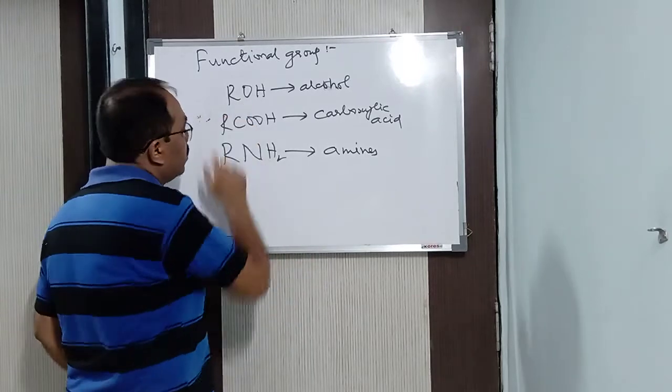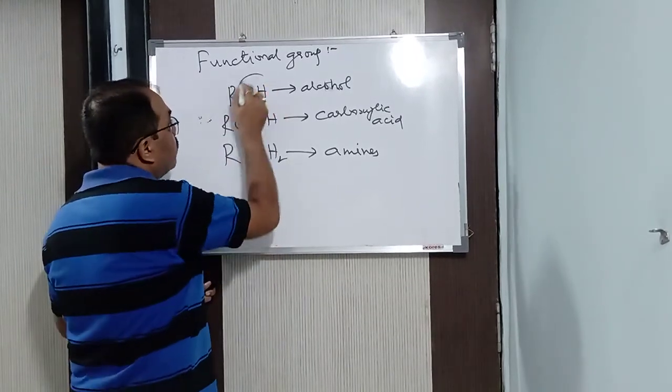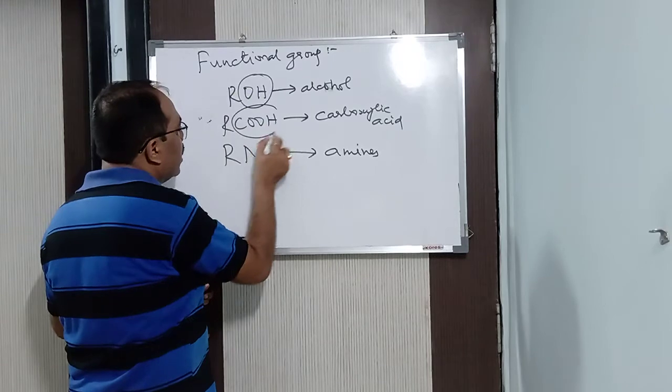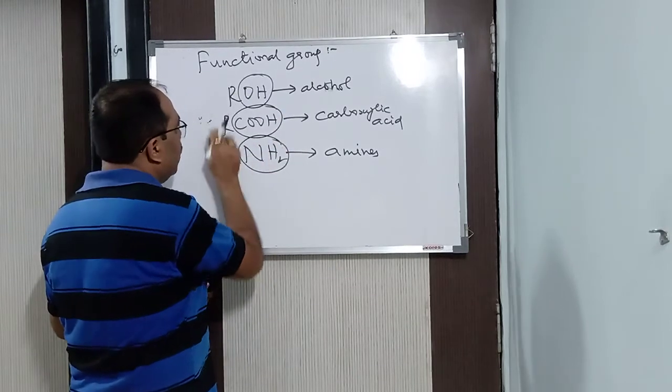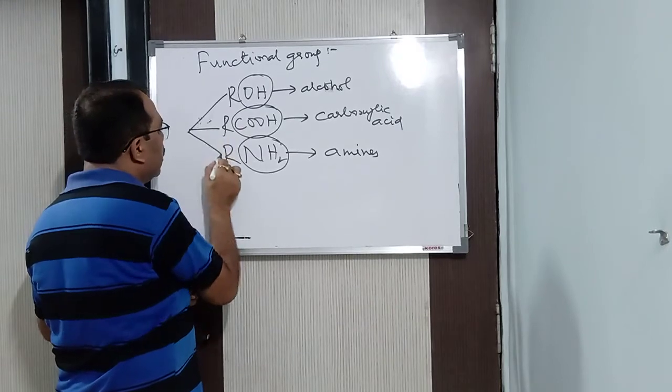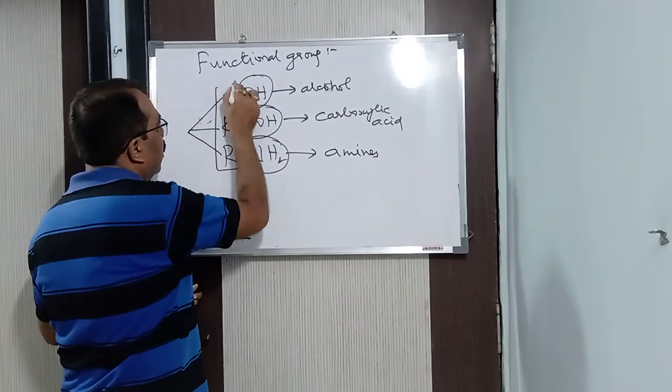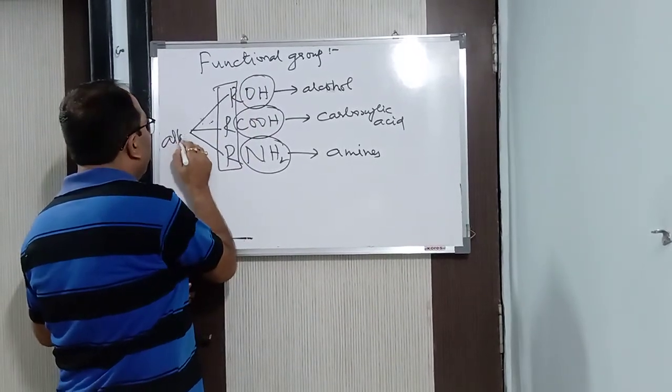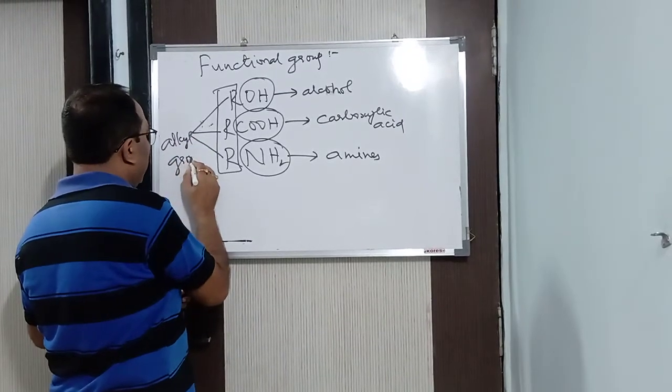Now what does this OH stand for here? What does COOH stand for here? What does NH2 stand for here? This R is what? This R is your alkyl group. Already I told you, this is the alkyl group.